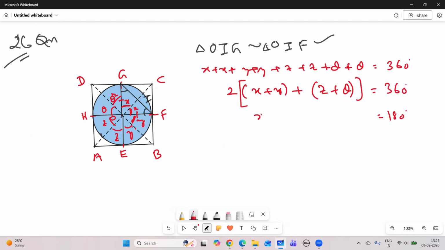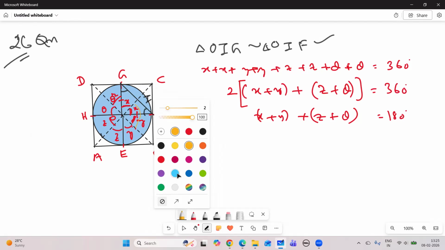So we have x plus y plus z plus theta is equal to 180 degrees. What is x plus y? This is x, this is y. Therefore, this angle is x plus y.